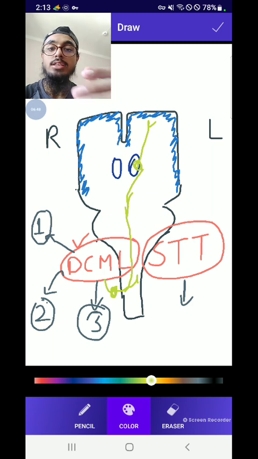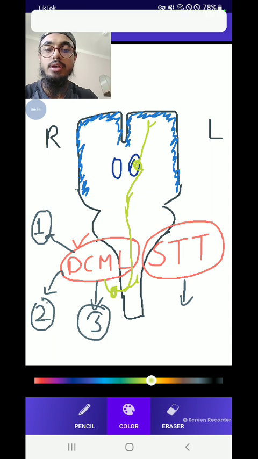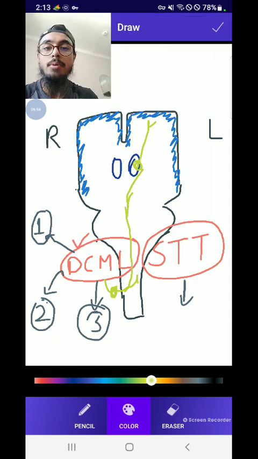Brain stem. Okay, this pathway, the dorsal column medial lemniscus pathway, crosses towards the opposite side in the brain stem. But if I talk about this pathway, the spinothalamic tract, what is the function of it?